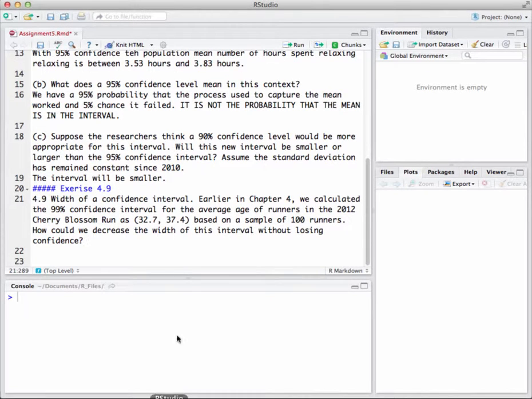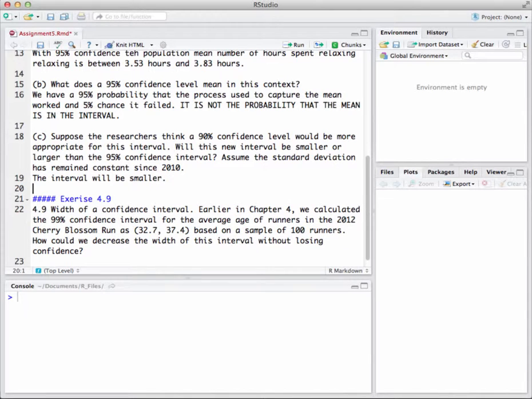It says in exercise 4.9, which is what we're going to use to tackle this concept, we're looking at the width of a confidence interval. And it says, earlier in chapter 4, we calculated a 99% confidence interval for the average age of runners in the 2012 Cherry Blossom Run as 32.7 years to 37.4 years based on a sample of 100 runners. How could we decrease the width of this interval without losing confidence?